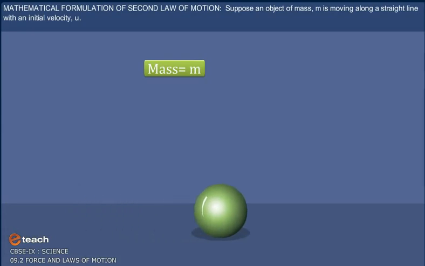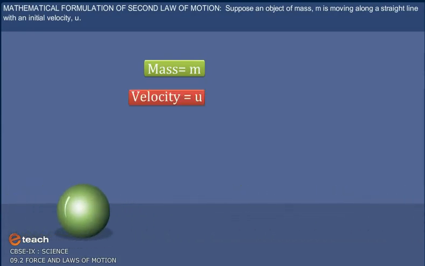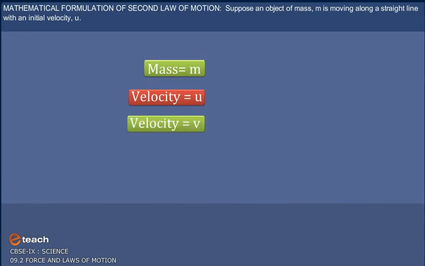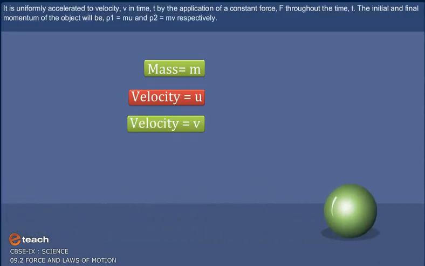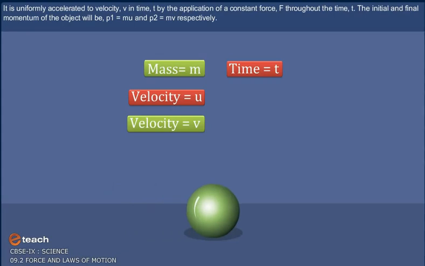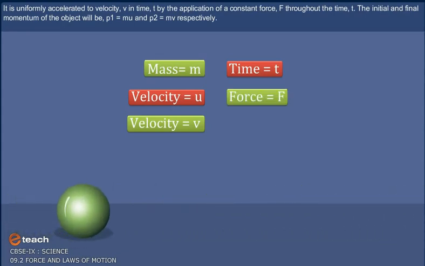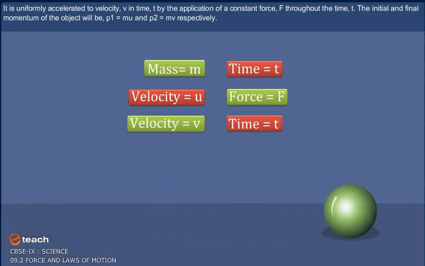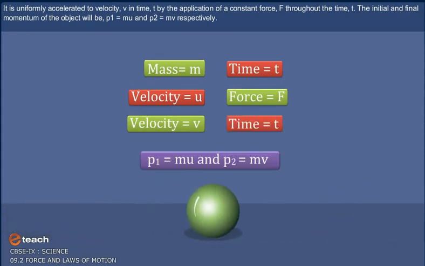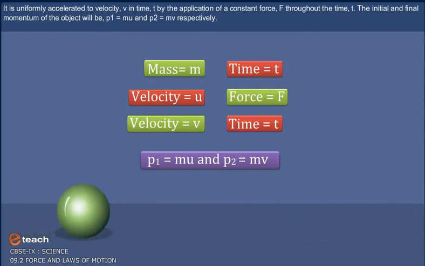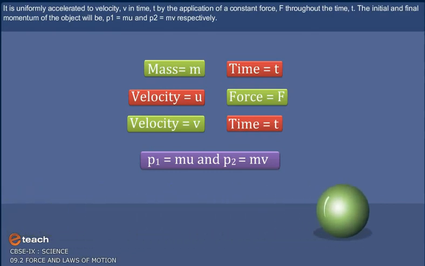Mathematical formulation of second law of motion. Suppose an object of mass m is moving along a straight line with an initial velocity u. It is uniformly accelerated to velocity v in time t by the application of a constant force F throughout the time t. The initial and final momentum of the object will be p1 = mu and p2 = mv respectively.